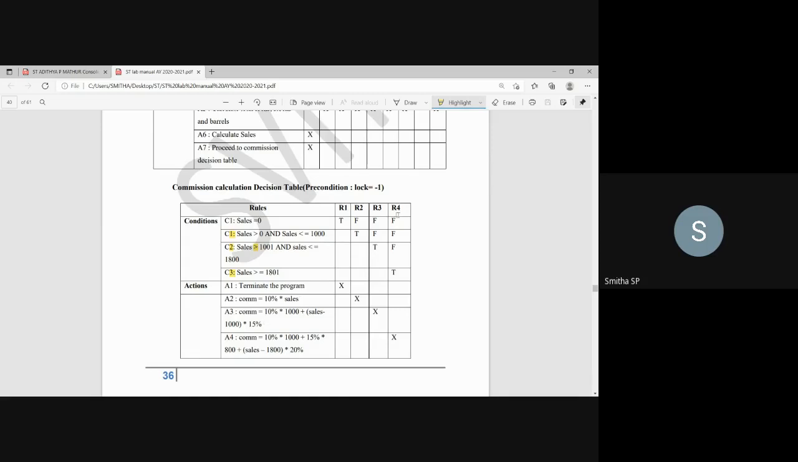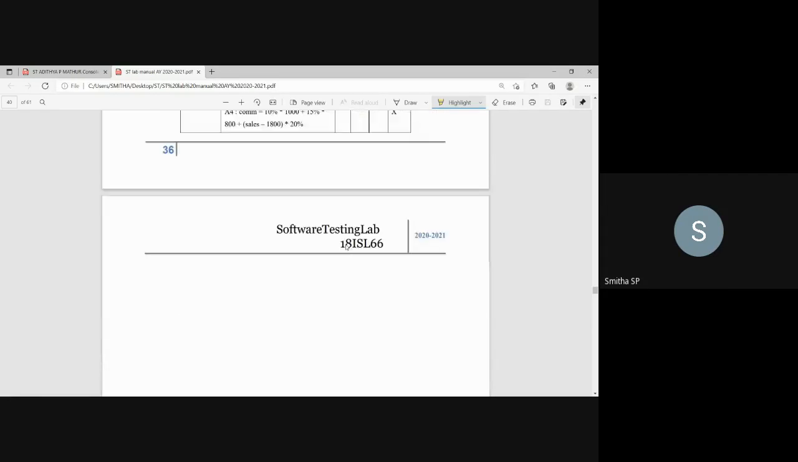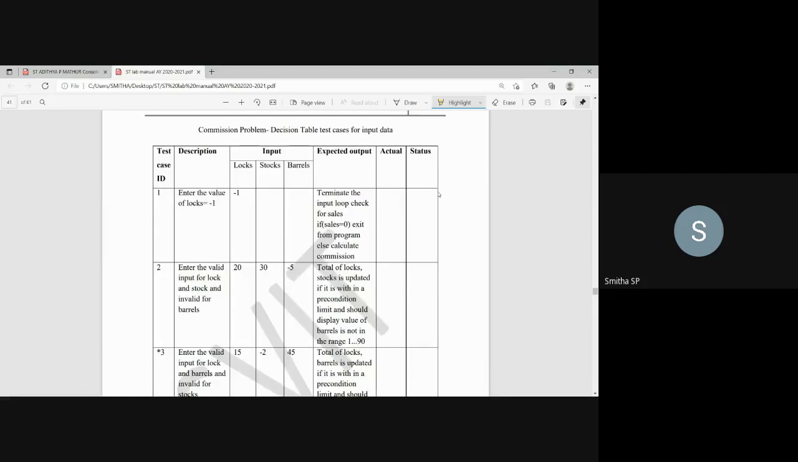Next, moving on to rule 4, here the last condition is true. That is, sales is greater than or equals to 1801. So for that, 20% commission should be given. So action 4 has been marked. If you know the problem statement thoroughly, you can easily do this. No need to learn this decision table by heart. Right? And moving to the test cases.